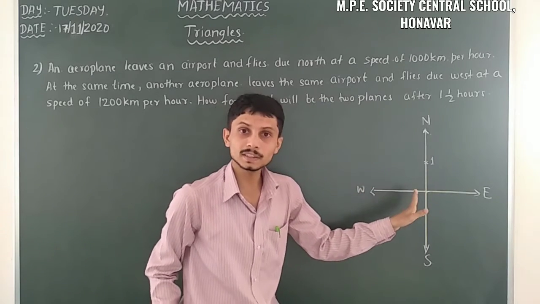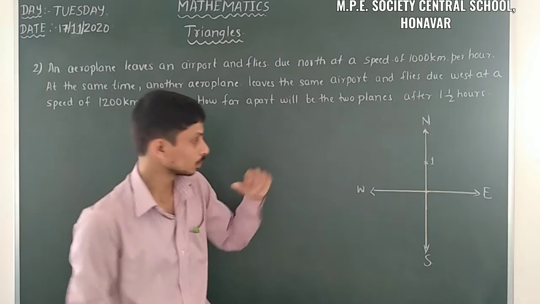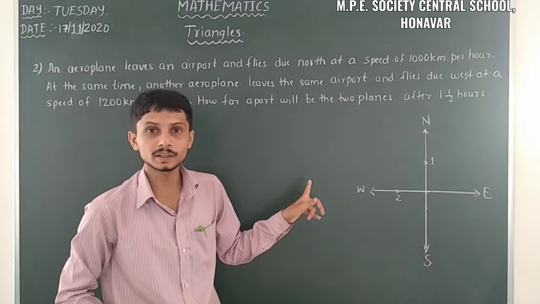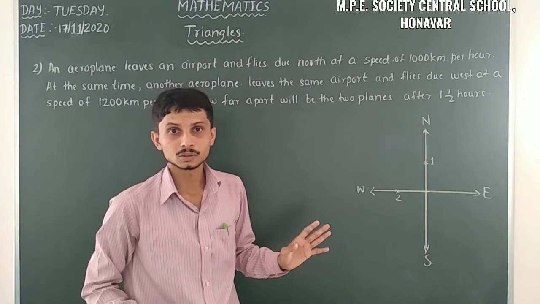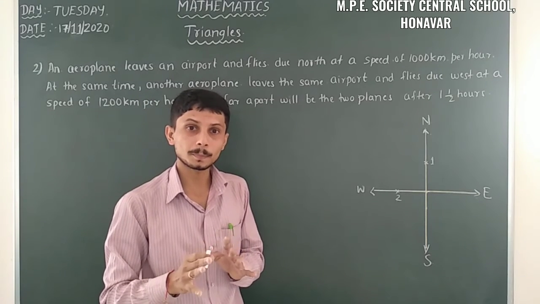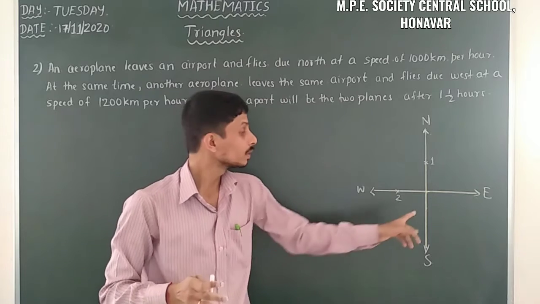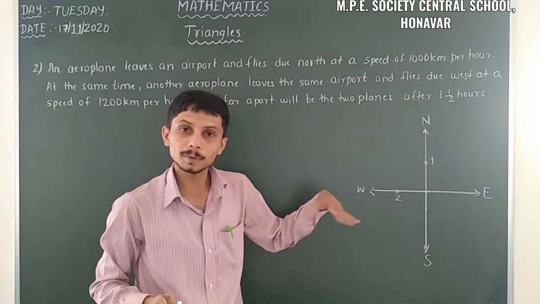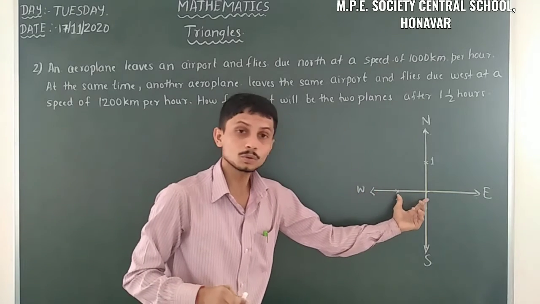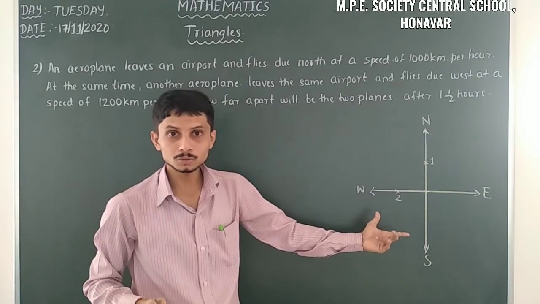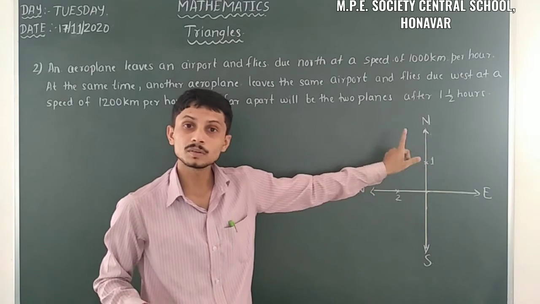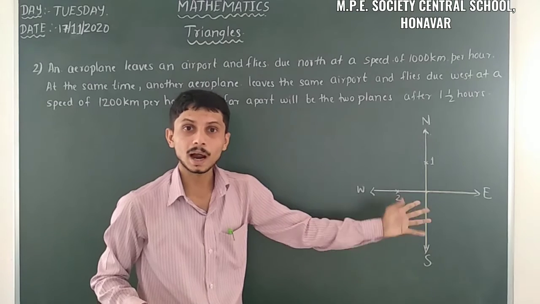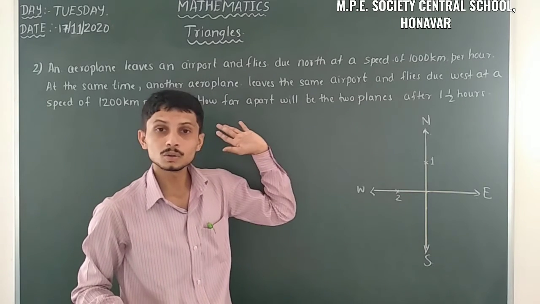Then the second aeroplane flies due west, at a speed of 1200 km per hour. After one and a half hours, the time is the same; both aeroplanes leave at the same time. Aeroplane 2 travels with a speed of 1200 km per hour and aeroplane 1 travels with a speed of 1000 km per hour. From the same airport, after 1.5 hours, how far will the two planes be?